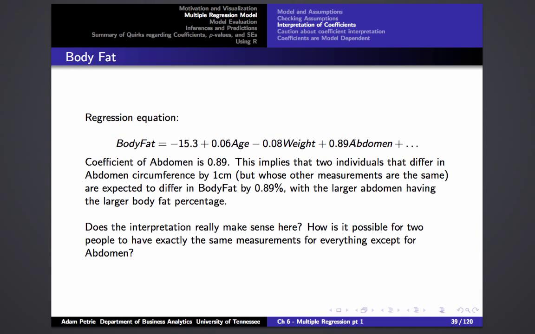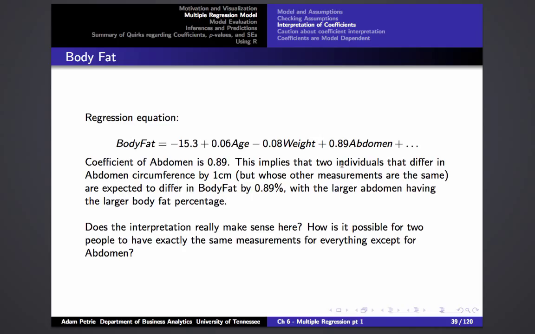Well, what it means is that two individuals that differ in abdomen circumference by 1 centimeter, but who are otherwise identical, meaning they have the same age, same weight, same chest circumference, mid-arm circumference, all those other variables, are expected to differ in their body fat percentages by 0.89%. Since it's positive, the person with the larger abdomen circumference is expected to have the larger body fat percentage.